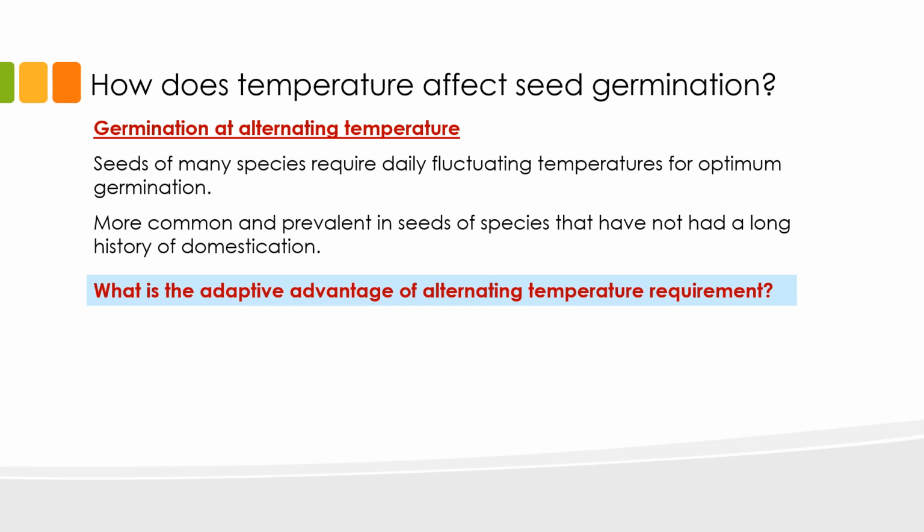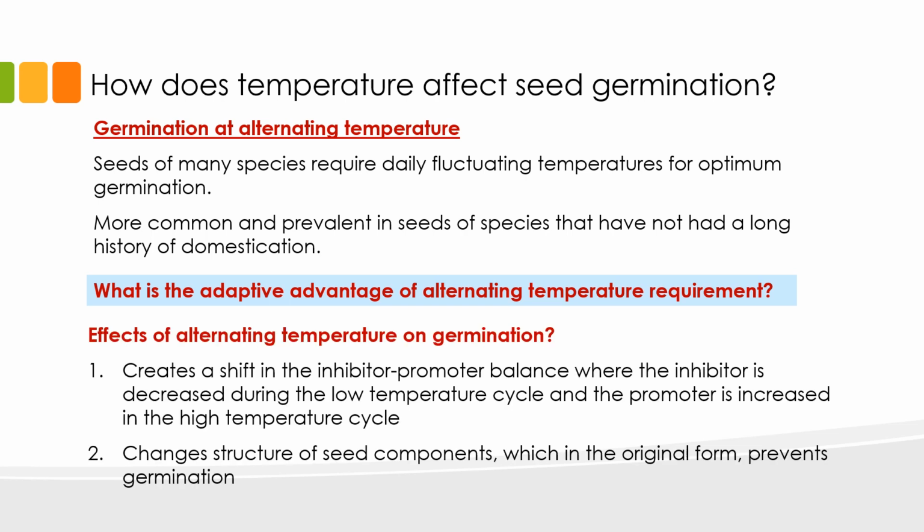the absence of vegetation. The most commonly cited effects of alternating temperature requirement on germinating seeds is, first, it creates a shift in the inhibitor-promoter balance where the inhibitor is decreased during the low temperature cycle and the promoter is increased in the high temperature cycle. Second, it changes the structure of seed components, which in the original form prevents germination.